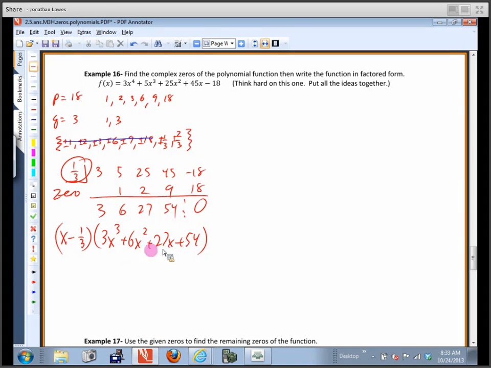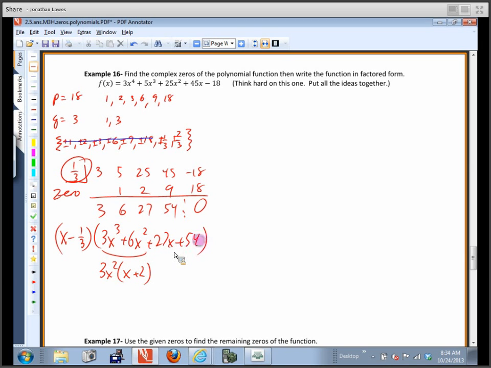What's nice about that? Smaller degree, depressed polynomial, 4 terms. Might it factor? Maybe. Let's group these two together. What can I take out of here? 3x squared. We're left with an x plus a 2.